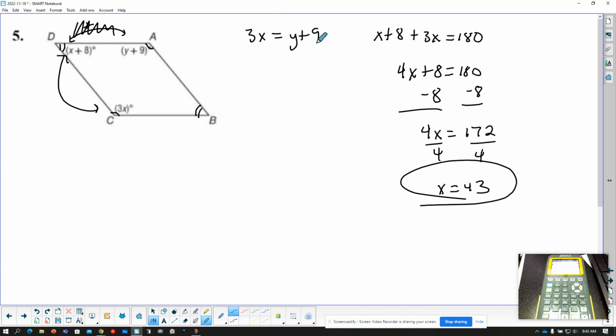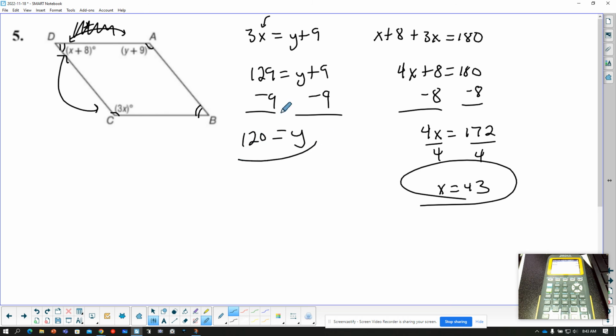Now that I have my x, I can plug that x right in there for x. 3 times 43, so times 3, 129. So I get 129 equals y plus 9. Subtract 9 from both sides, and I get y equals 120.